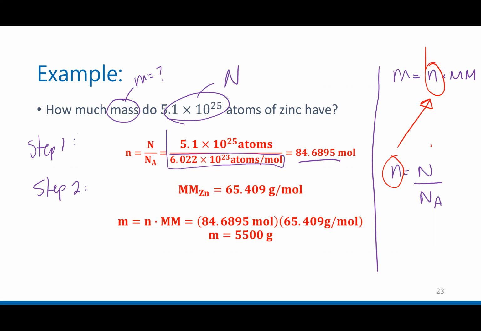Step number 2, if you want to find the mass, you will need moles and molar mass. So step number 2 is to find the molar mass of my compound. Now, the good news is this is very simple because we're just dealing with zinc. We don't have to calculate anything. You just find zinc on your periodic table and write down the molar mass. It's not zinc 2 or zinc 3 or anything like that. All right, and step number 3.